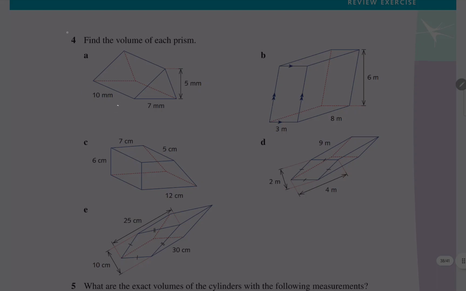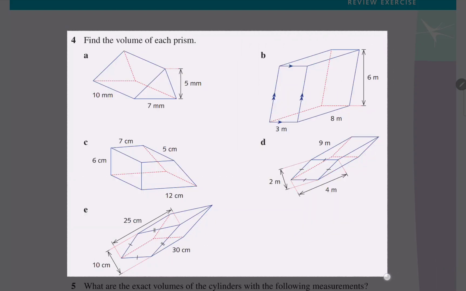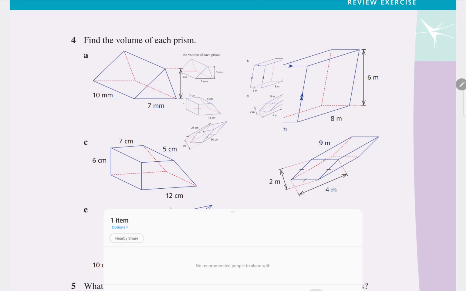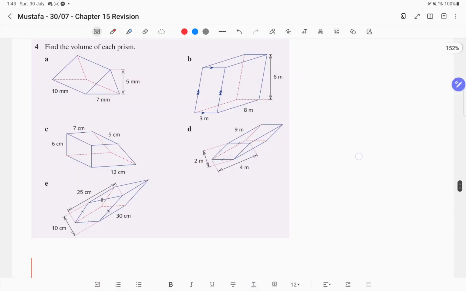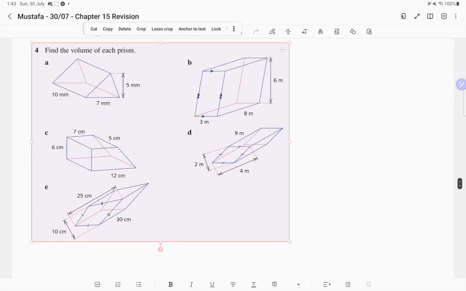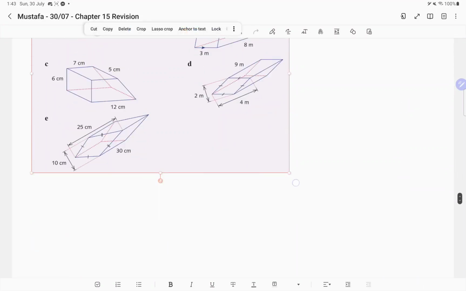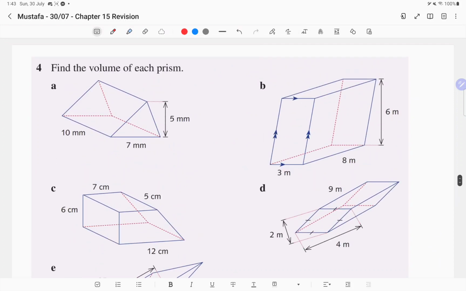Now, volume of each of these prisms. What's the general idea for volume of a prism? It's just length times width times height. Not for these ones. Because these ones are not exactly a rectangle. Like question A here. Half times length times width times height? No. For these special prisms, the volume equals the cross-sectional area times the height.